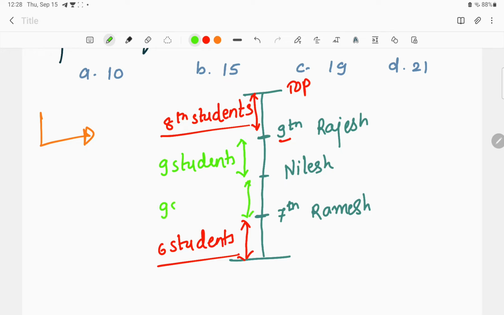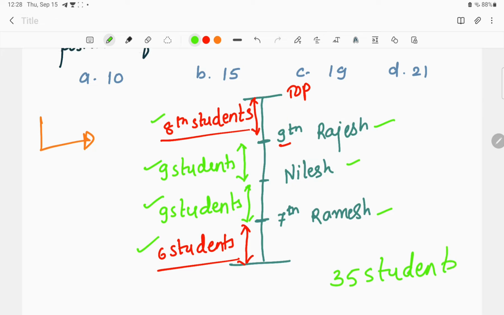Why? There are 18 students left. So basically, as we know, Nilesh is placed exactly between Rajesh and Ramesh. So there will be 9 students before Nilesh, and after Nilesh also there will be 9 students. Now calculate this. Here there are 8 students, 9 plus 9, plus 6 students. So basically this will be 32 students, right? And including Rajesh, Nilesh and Ramesh, this will get 35 students. So this became totally 35 students.